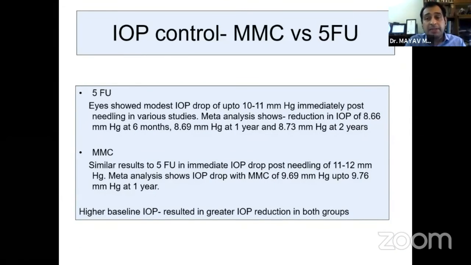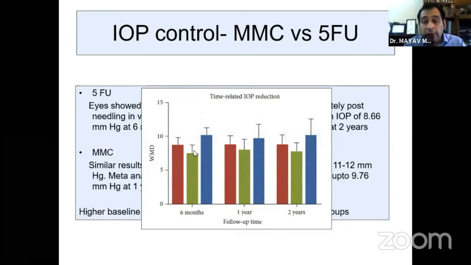IOP control of MMC versus 5-FU showed a modest drop in both, which is almost equivalent. Higher baseline IOP resulted in higher IOP reduction in both groups. If you see, however, the topical Mitomycin-C, which is shown in blue, numerically has shown a slightly higher IOP reduction compared to 5-FU. Success rates.